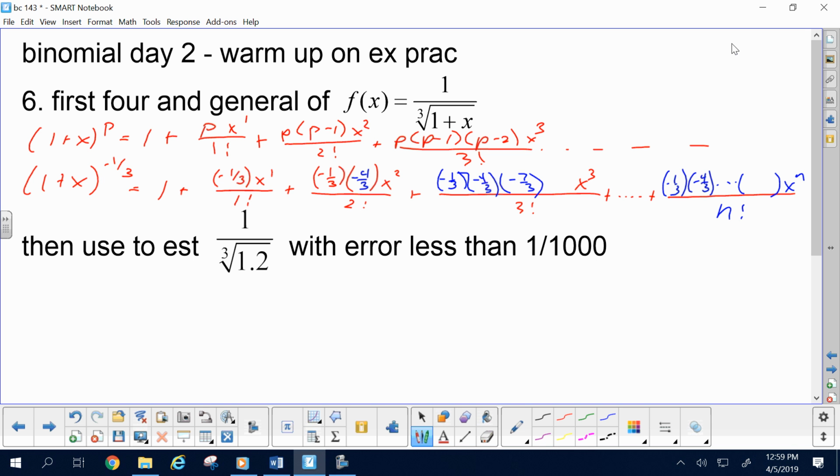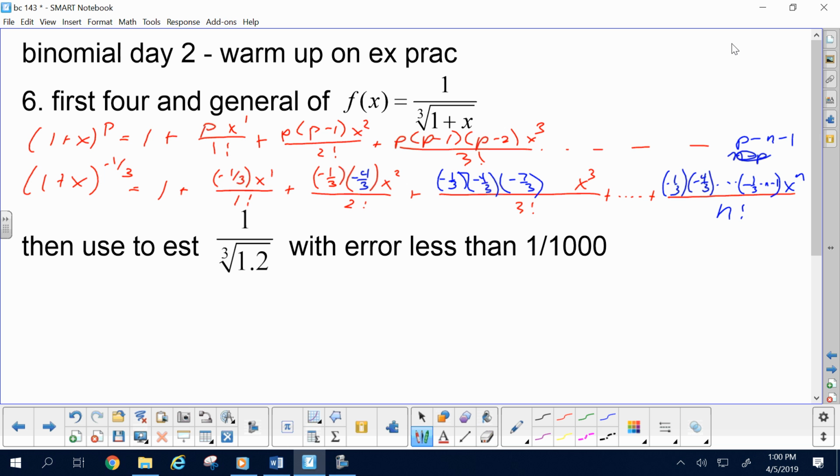that last factor? And what did we say yesterday that last factor is? From your notes or just knowing? N minus P minus N minus 1, which is, in this case, negative 1/3 minus N minus 1. You follow? Okay, now, here we go.